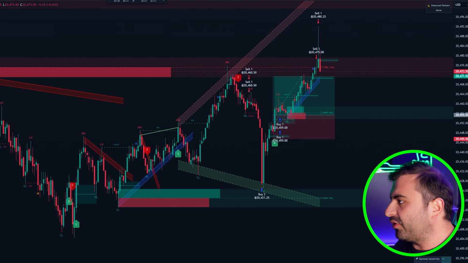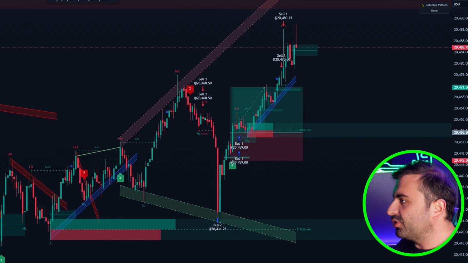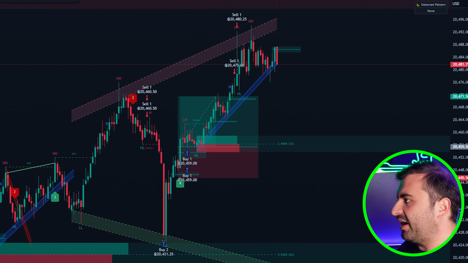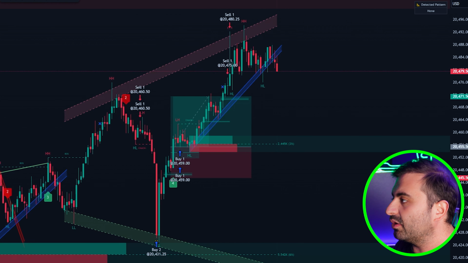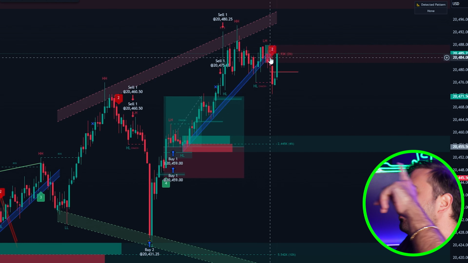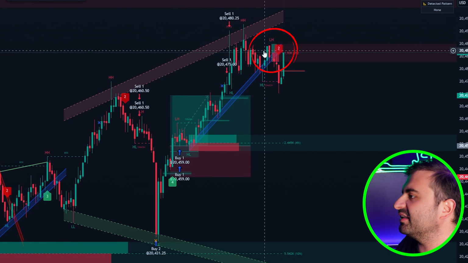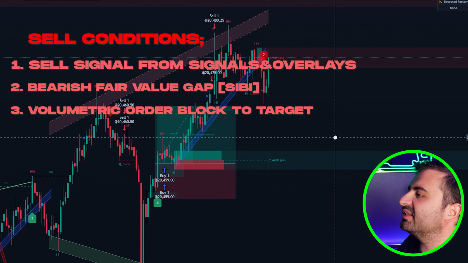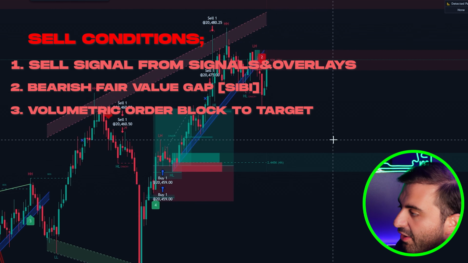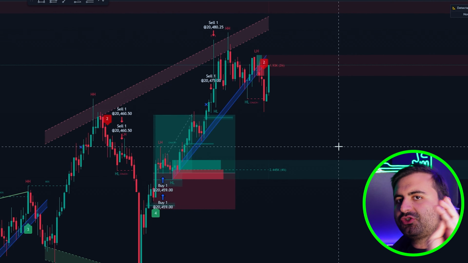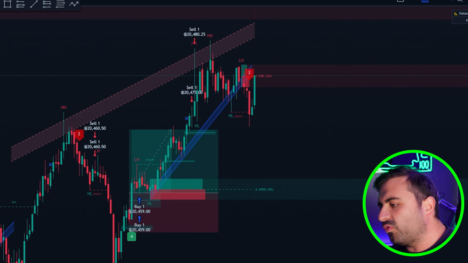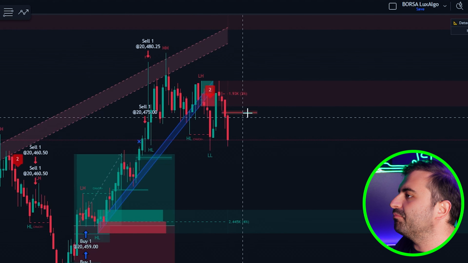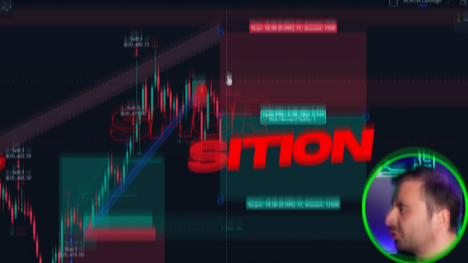So let's roll the market for the next signal. The market is going up, so we are in a bullish trend, and we are waiting for the next signal, right? We need a candle closure to confirm the signal, and boom, we got a 2 classified sell signal here. I want a bearish fair value gap to confirm my signal, and I also need an order block to target. This is the 3 rule that you need to follow always, no matter what, if you want to use this strategy.